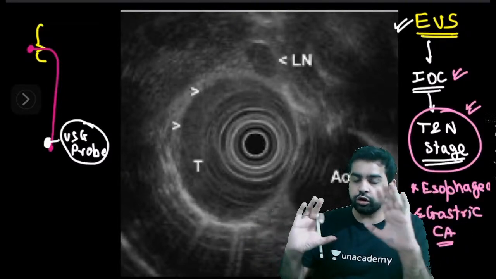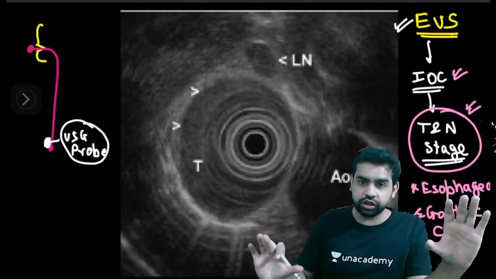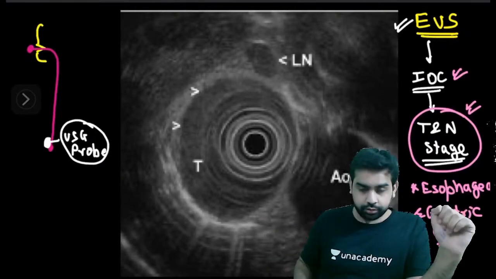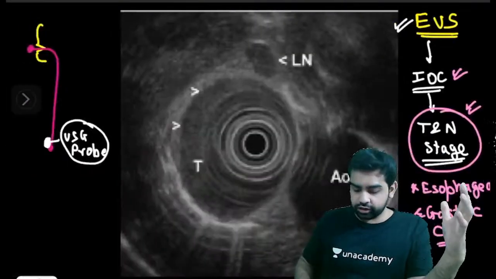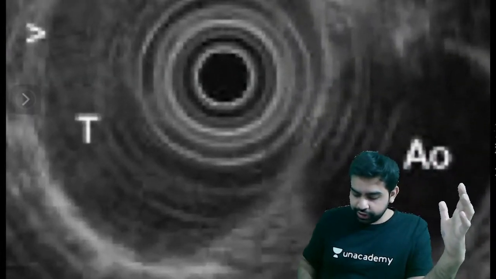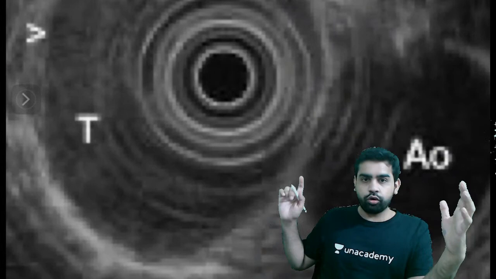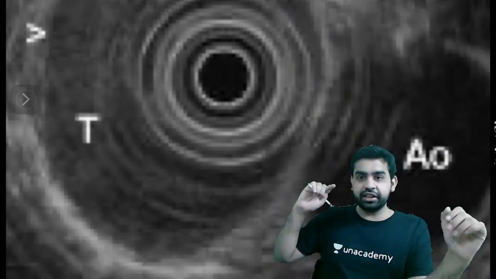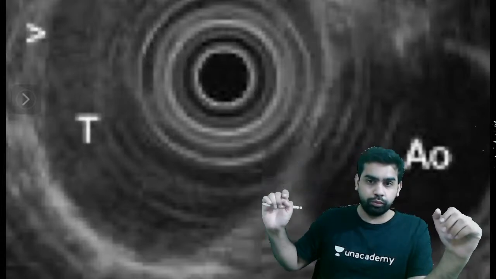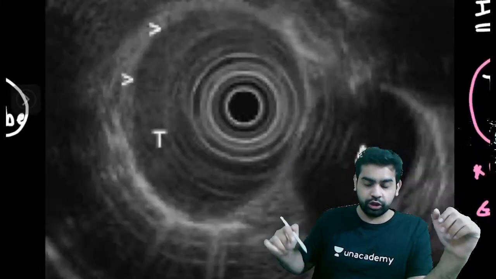Okay, that is the investigation of choice for the overall staging of esophageal carcinoma. I hope you're able to understand this. Now what are these? Are you able to appreciate that there are concentric white and black rings which you're seeing in this endoscopic USG? Now what are these concentric white and black rings, guys?